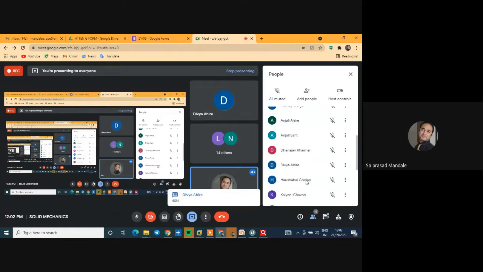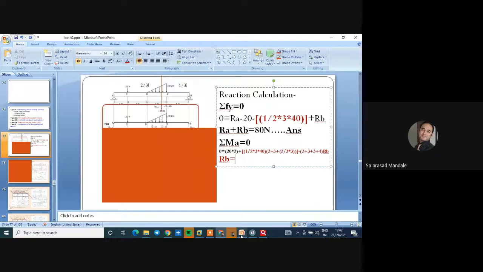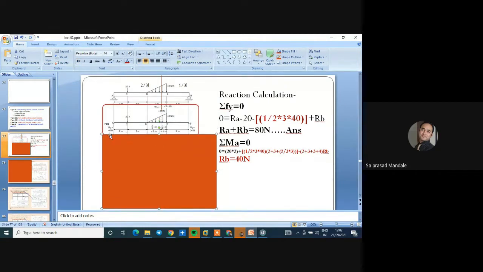Sahil Dangi, Sonu Sansare, Dhananjay, Divya is saying 40. Please cross verify her answer. 40 Newton, so I guess this answer is wrong. Please check. 38.33. Let me open the answer. Here the answer is 46 and one is 34. The addition of both is 46 plus 34, which is 80. Here RB is 34.